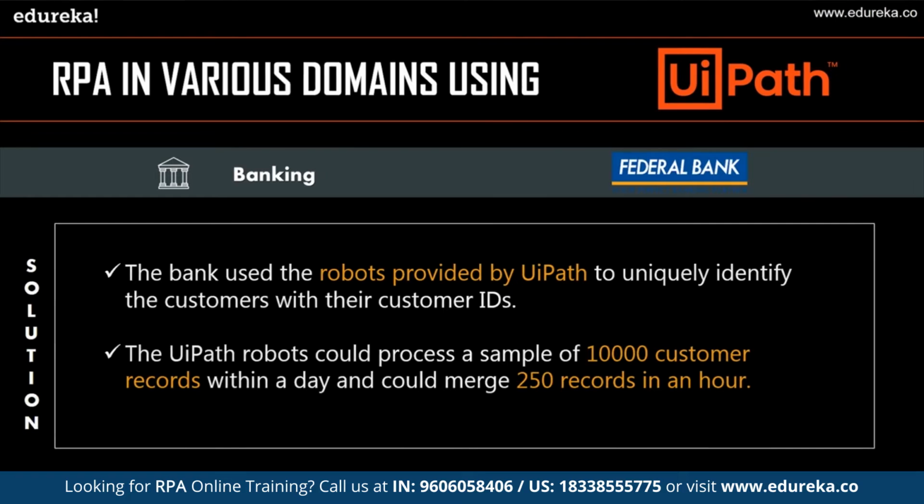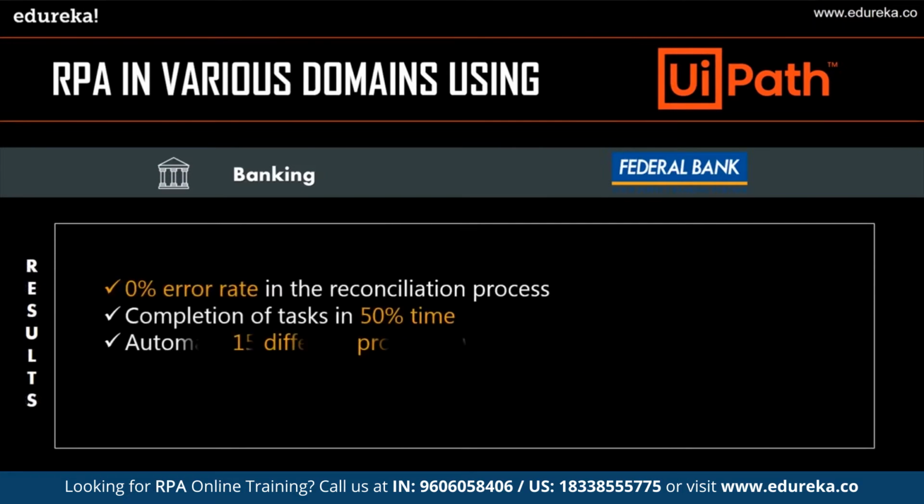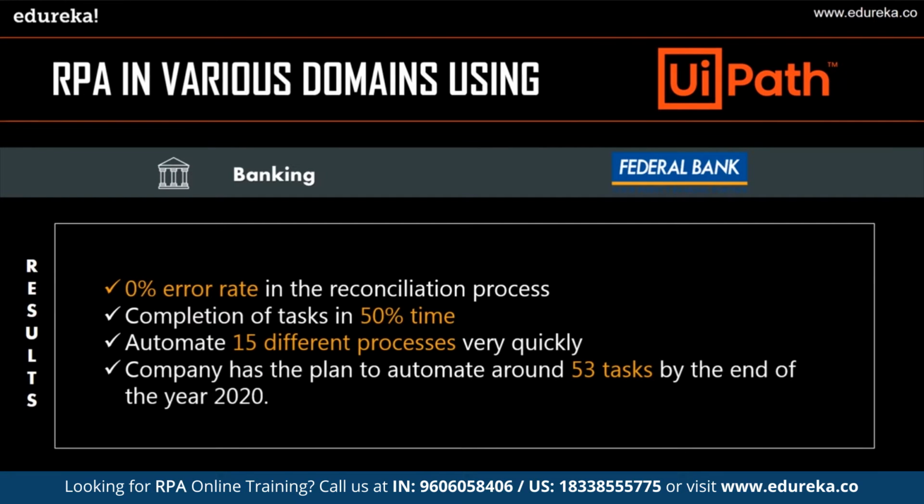It is, right? So the results observed are as you can see on my screen. There was a 0% error rate in the reconciliation process. It was observed that the completion of tasks was done in 50% of the time. The bank could automate 15 different processes very quickly. And the bank further planned to automate around 53 tasks by the end of the year 2020. So that's how, guys, RPA is used in the banking industry.